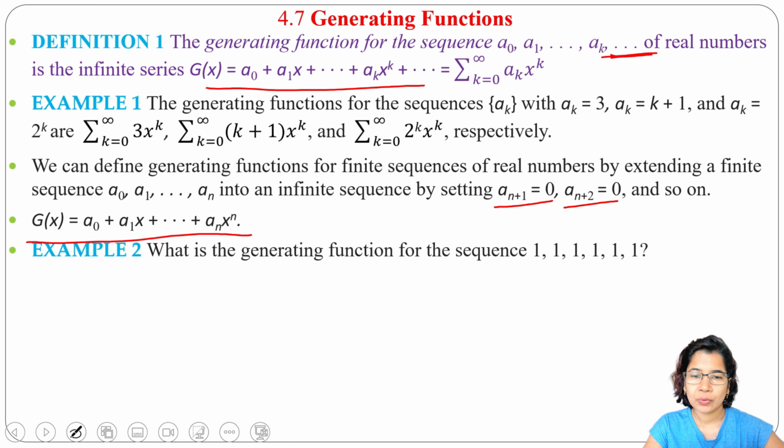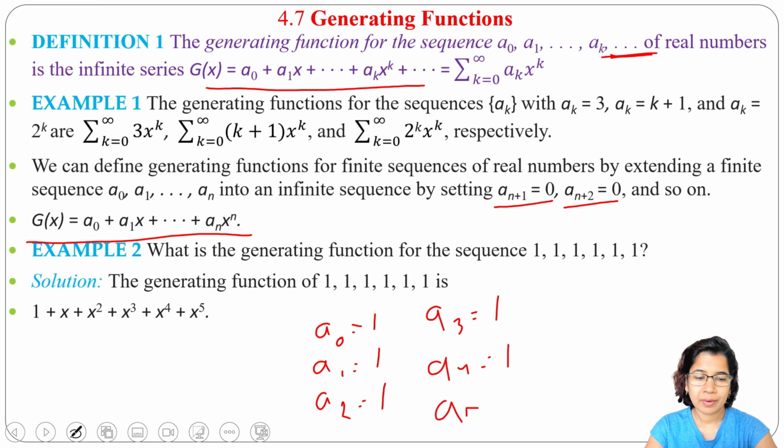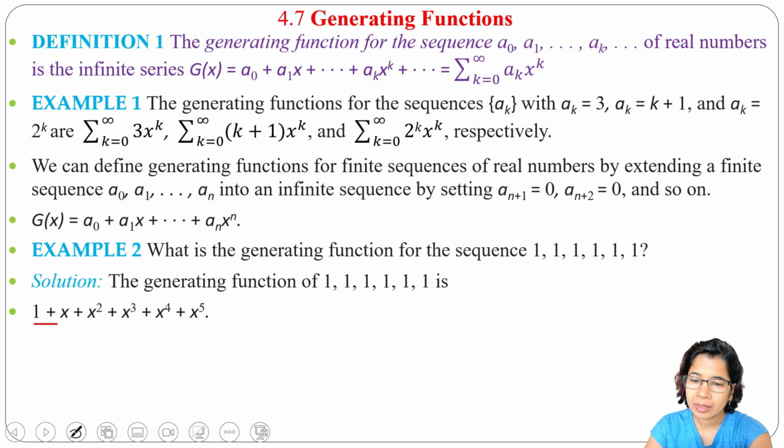Next, example 2, it's for a finite sequence. What is the generating function for the sequence 1, 1, 1, 1, 1, 1? These are the ak values. The ak values are given and we need to write the generating function for this. So 1 plus x plus x^2 plus x^3 plus x^4 plus x^5: a0 equals 1, a1 equals 1, a2 equals 1, a3 equals 1, a4 equals 1, a5 equals 1. So what will be the sum of this?